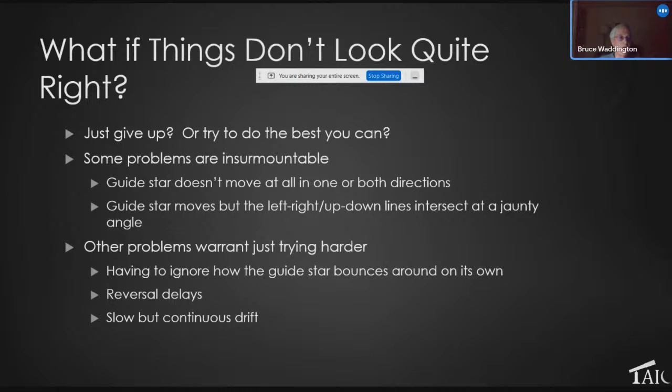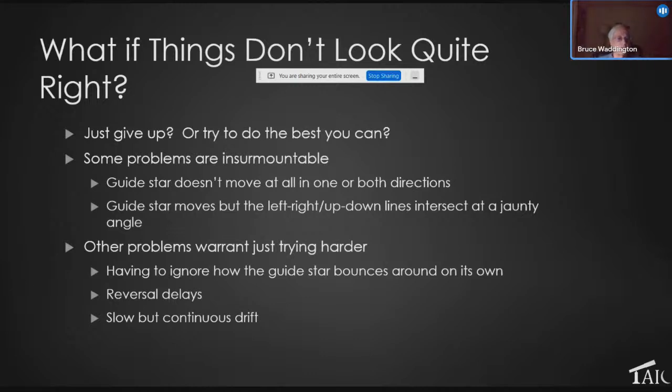But some hopeless problems might be that if you push one of those buttons, the guide star doesn't move at all. Or you move the guide star around with the up, down, left, right, but they don't intersect at a 90-degree angle at all. They're almost parallel. And in those situations, you're going to basically have to throw in the towel. You're going to go find Hubble, and you're going to say, look, I'd like to help you out here, but this thing is unguidable. There's something broken, something needs to be repaired. Highly unlikely in this imaginary tale.